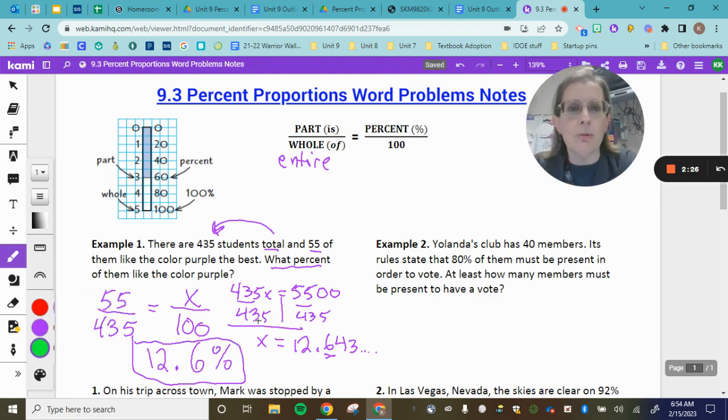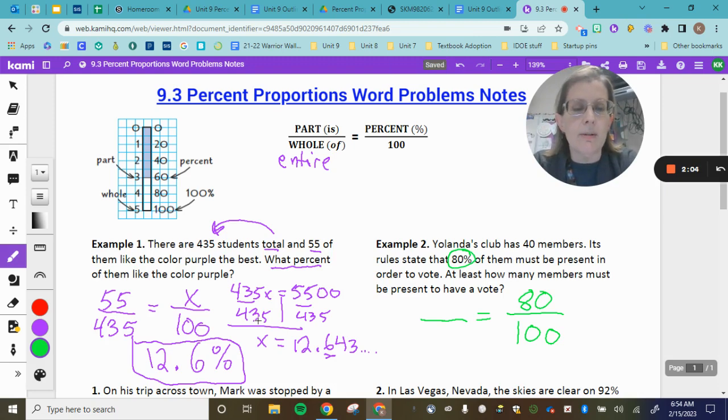Now for example 2, Yolanda's club has 40 members. Its rule states that 80% of them must be present in order to vote. At least how many members must be present to have a vote? So I still set up my proportion frame. I can put my 100 in. Now I go look for my numbers. 80% is easy. Whatever has the percent sign always goes over the 100 every time.